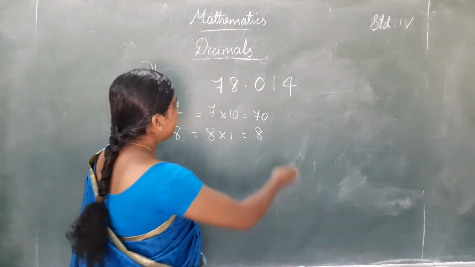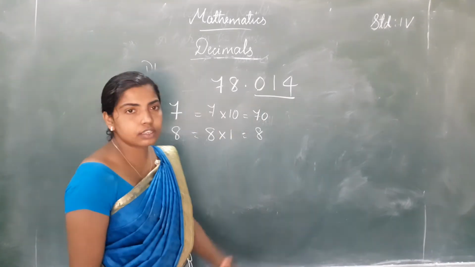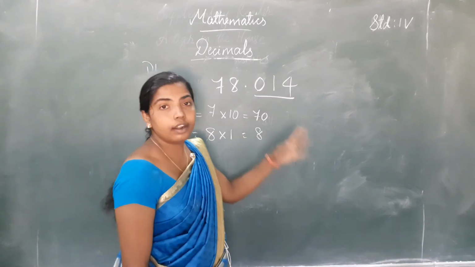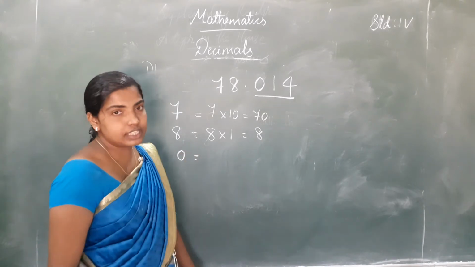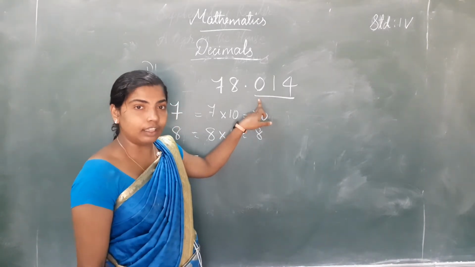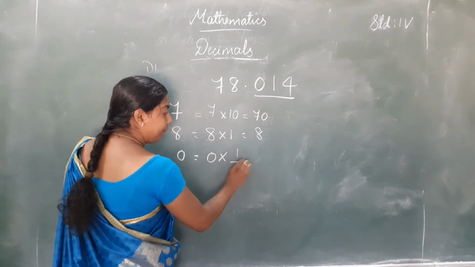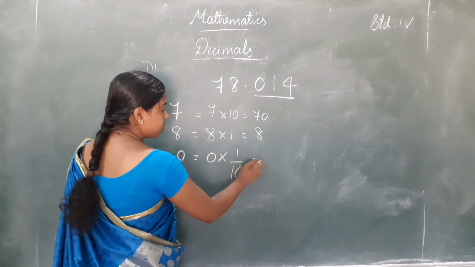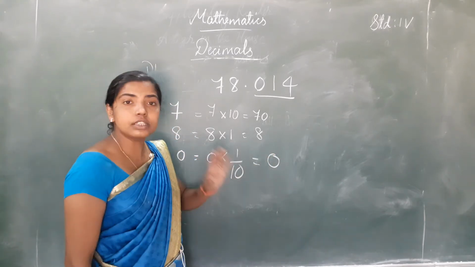Okay, next moving to the decimal part. Now the whole number part, or integer part, is clear. Next we are moving to the decimal part. First 0. We have to write the place value of 0. So 0 lies in which place? Tenths place. So 0's place value is 0 into 1 by 10, which is equal to 0, since 0 into any number is 0 itself. So the place value of 0 is 0 itself.